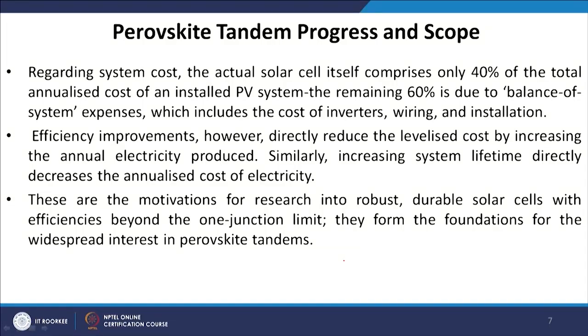Regarding system cost, the actual solar cell itself comprises only 40% of the total annualized cost of an installed PV system. The remaining 60% is due to balance of system expenses, which includes the cost of inverters, wiring and installation. Efficiency improvements, however, directly reduce the levelized cost by increasing the annual electricity produced. Similarly, increasing system lifetime directly decreases the annualized cost of electricity. These are the motivations for research into robust, durable solar cells with efficiencies beyond the single junction limit. They form the foundation for the widespread interest in the perovskite tandem.